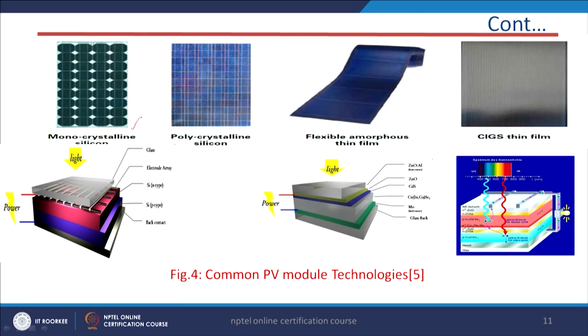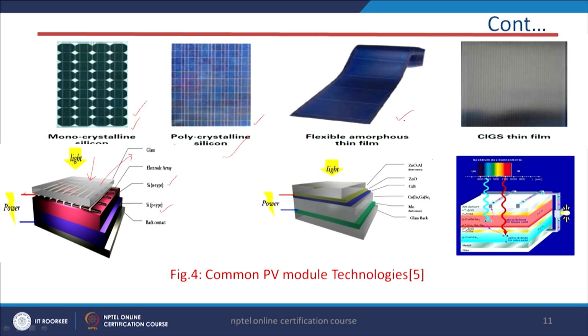Now, these are some of the pictures for monocrystalline silicon, and here you can see the glass. The top one is the glass, and these are the electrode arrays, then silicon N type, and this is silicon P type, and the last one is the back contact. When light falls, the power will be generated. Here the current is going to flow. Now, the second one is polycrystalline silicon type. This is the monocrystalline silicon type, and this is the polycrystalline silicon type solar cell.